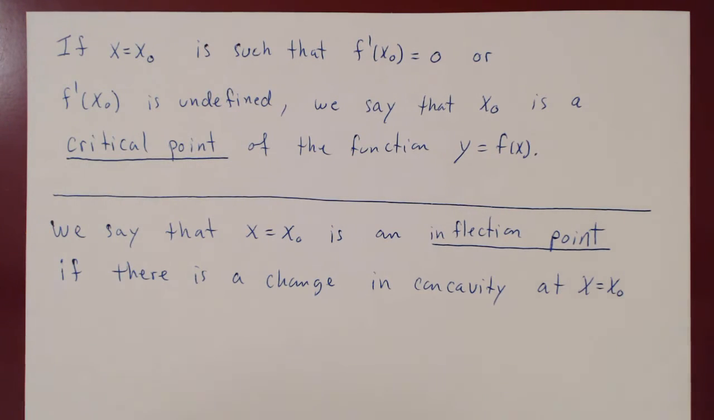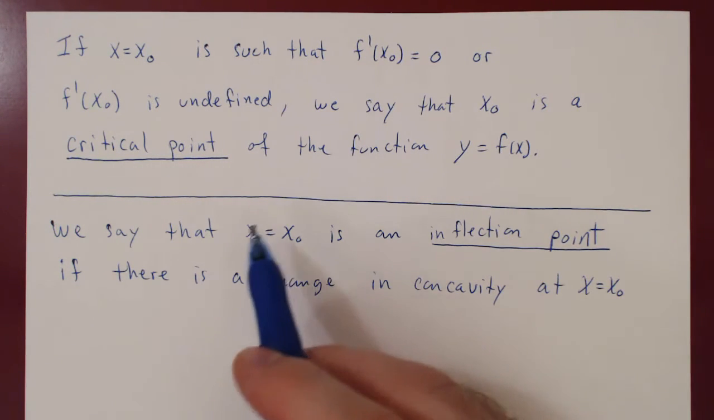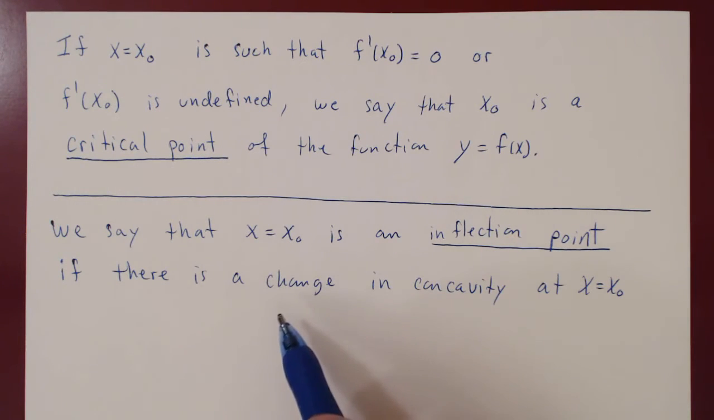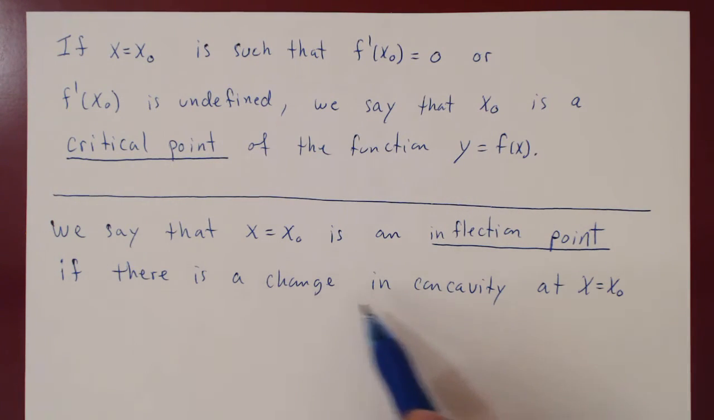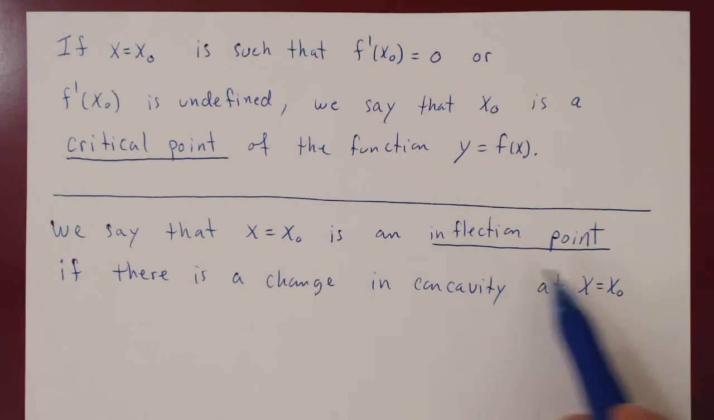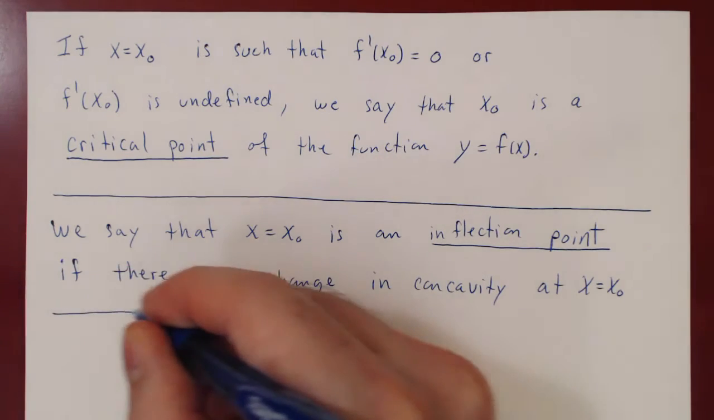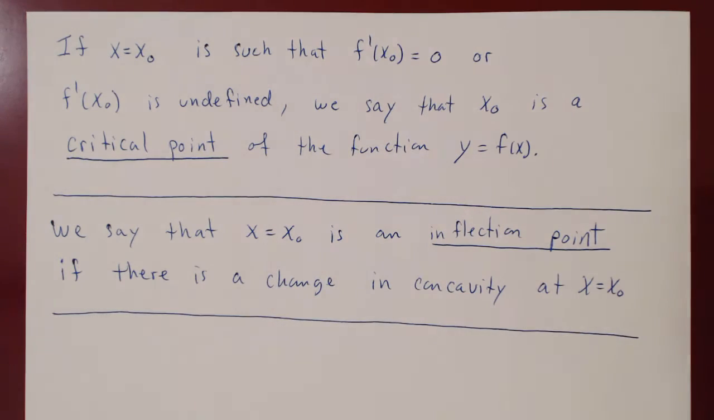Because again, we want to capture the graph accurately, so we want to know where it's concave up and where it's concave down. So if there is a value of x, say x0, where there is a change in concavity, therefore if the curve goes from concave up to concave down, or concave down to concave up, we call the point an inflection point. And you may ask, how do we find inflection points? Well, in the same way in which we find critical points. Think of it. What gives concavity? That is the second derivative.